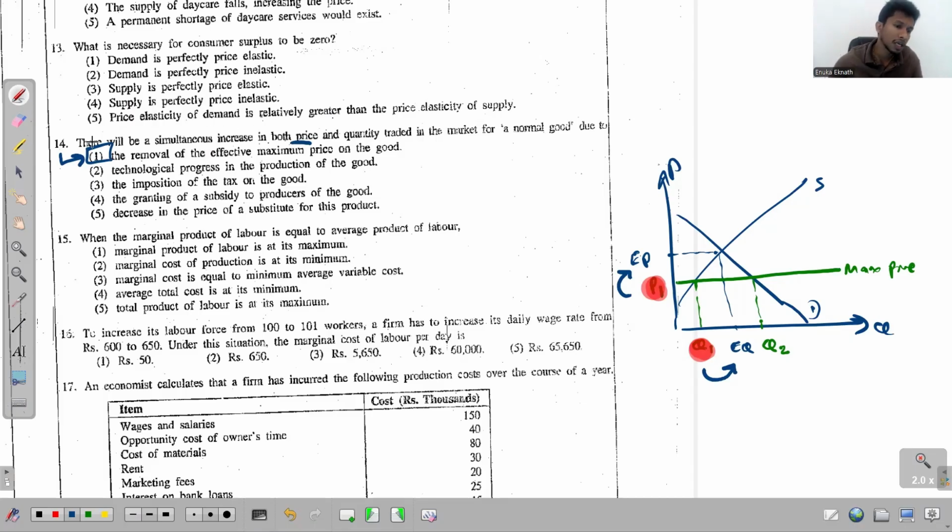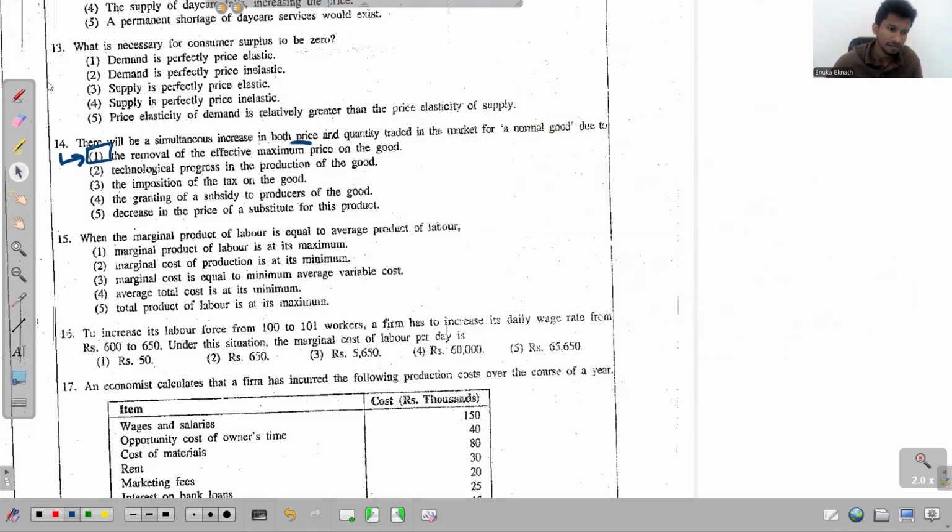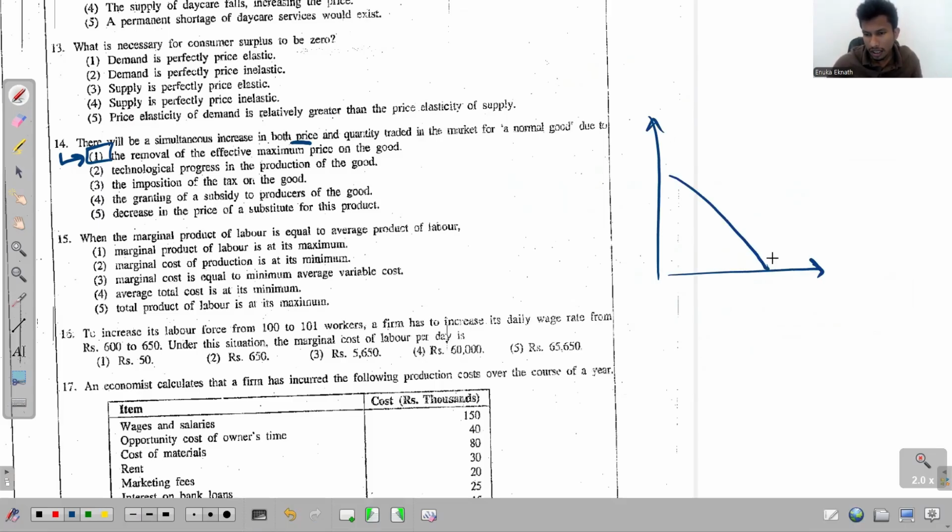But we will go through the other options as well. The second one says technological progress in the production of that good. Okay, due to the technological progress, what will happen in the market? Look at this new one now. If this is the demand and if this is the supply, when the technological progress happens, the supply curve gets shifted to the right side, which means simply the supply increases.